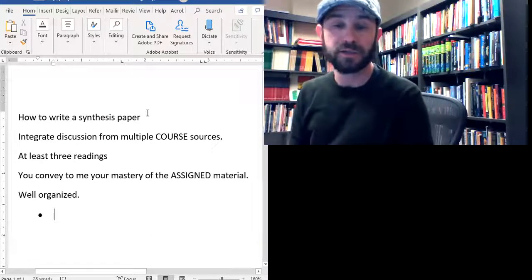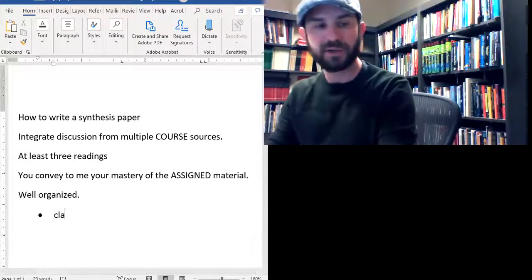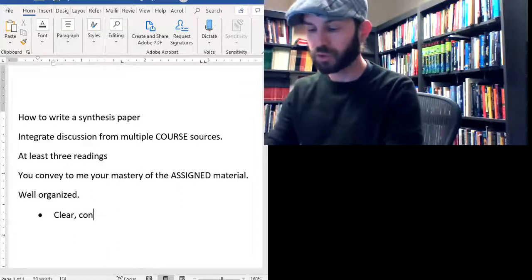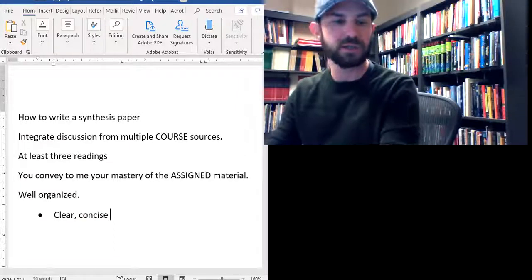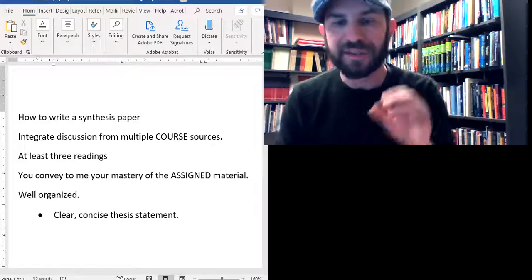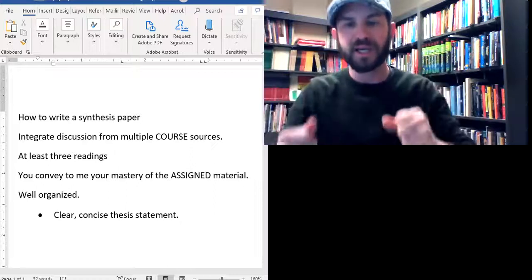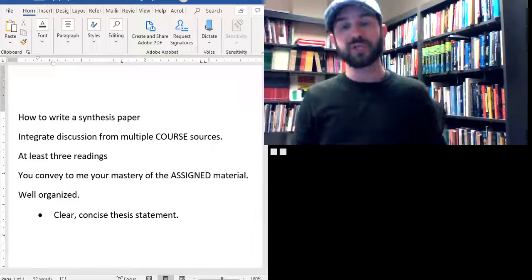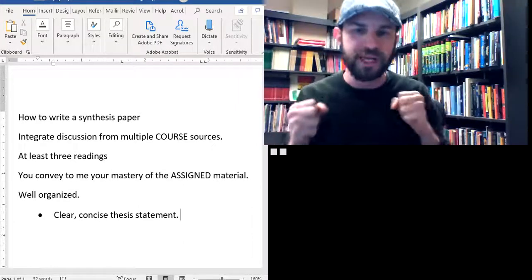Perfect. Well organized to me means that it has a clear, concise, yes, I can write, concise thesis statement. Okay, so that thesis statement, that's your argument. That is the claim that you are making, that you are now trying to convince your reader is true, or should at least be considered. Okay, so I want you to stake a claim.